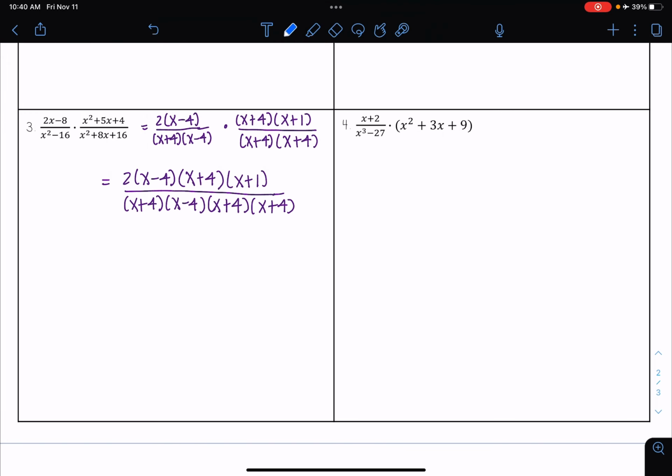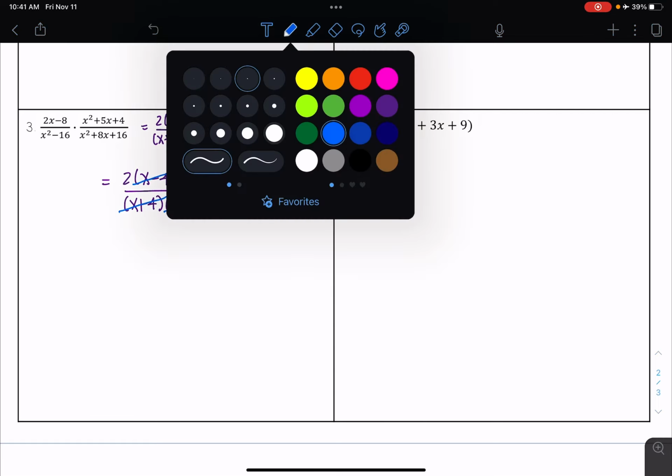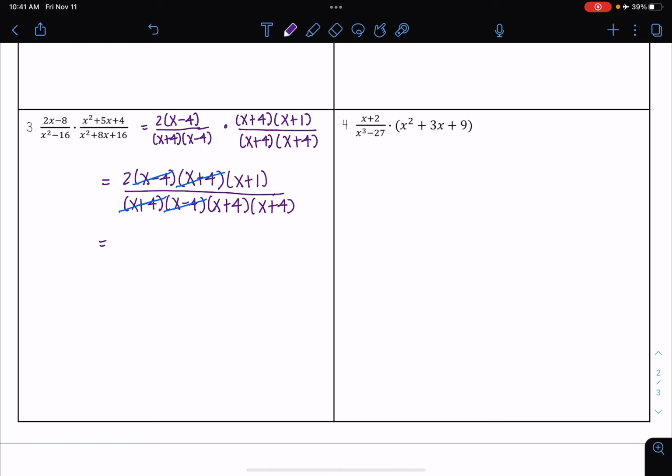And so now I'm looking for common factors in top and bottom. Well, I see I have an x minus 4 on top and bottom that I can cancel out. And I have one x plus 4 on top and bottom that I can cancel out. And so I see that leaves me with 2 times (x plus 1) on top. Over on the bottom, I'm left with 2 x plus 4s. And I see that this is now completely simplified.